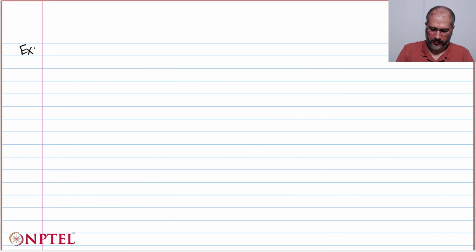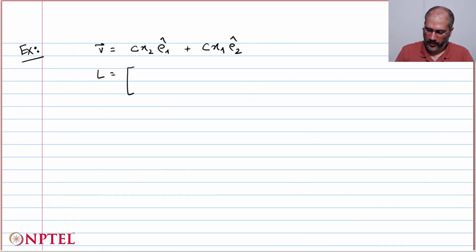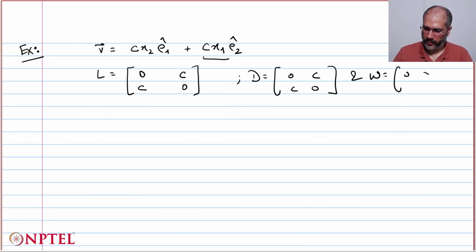Let me give you another example. In this case, the velocity field is given as this. So from this, I can find the L tensor as del V1 by del X1, that's a 0, del V1 by del X2, that's a C, then we have del V2 by del X1, that's a C, and del V2 by del X2, that's a 0. Now this L is again a symmetric tensor. Although it's not diagonal this time, it is completely off diagonal, but from this we conclude that D is [0 C; C 0] and W is again a 0.